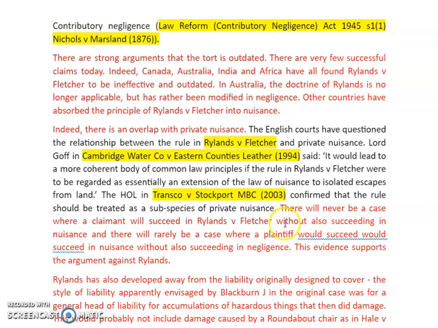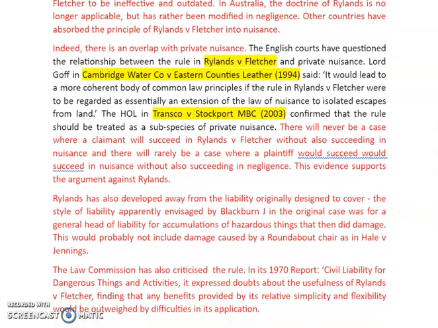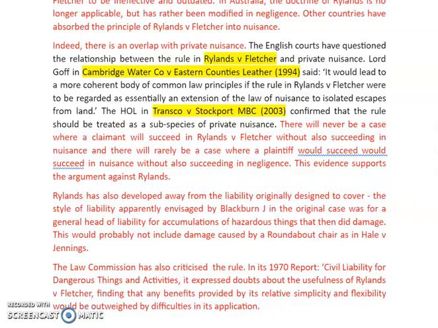So another bit of evaluation, referring back to our question, there'll never be a case where a claimant will succeed in Rylands without also succeeding in nuisance. And therefore, it supports an argument that we should just get rid of Rylands. We should move away from it. We can cope with the issues that come from it with private nuisance anyway.